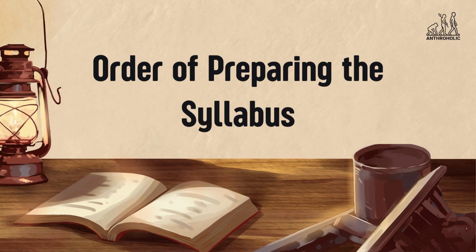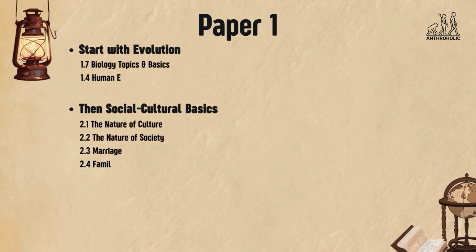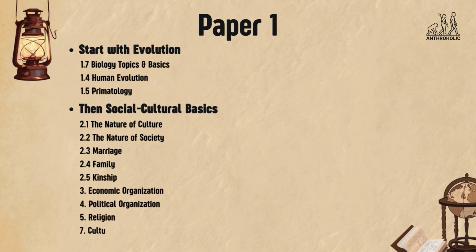The syllabus of Anthropology Optional is quite scattered. If you study topics one by one, nothing will seem connected. We have created a strategy and order for preparing the syllabus to address the issue. The order of preparing the topics in the syllabus is as follows. For paper 1, start with evolution, and in evolution, prepare topic 1.7 first, because this will clear all your basics. It contains topics such as cell, DNA structure, protein synthesis, what is a gene, what is a chromosome, what is cell division.